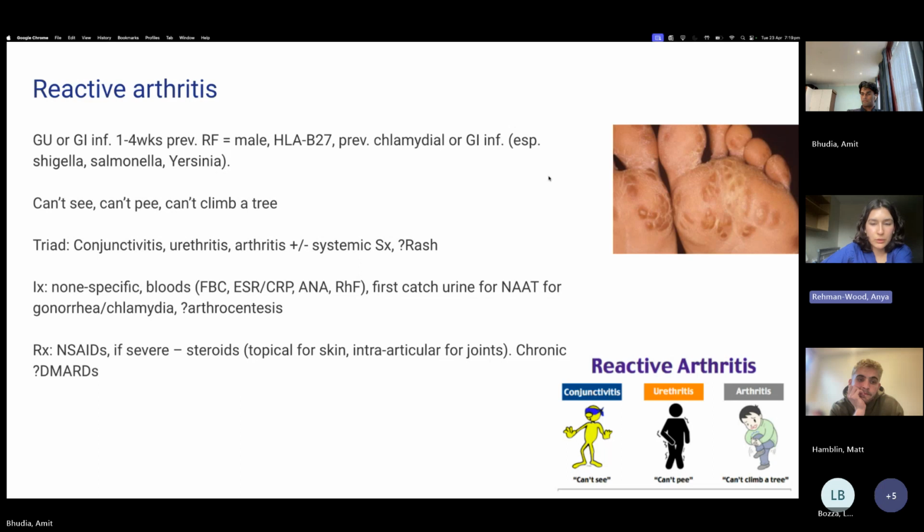So the arthritis is usually asymmetrical oligoarticular arthritis that affects the large joints of the lower limb, so the knee or the hip. It's also important to do a rheumatoid factor just to rule out some other types of arthritis. And in terms of testing for STI and the GI infection, those will normally be negative by the time the arthritis has actually started, so they're not that useful. In terms of treatment, it's NSAIDs and, if severe, steroids.